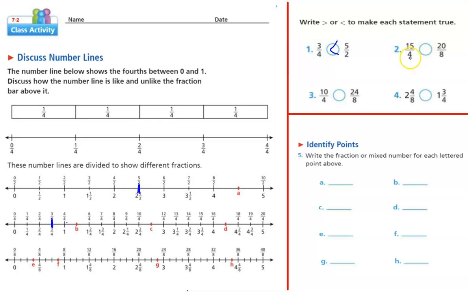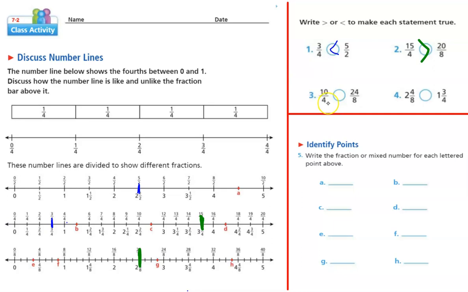Let's look now at number 2. It's got 15/4. So again, I'm going to come along here. 1, 2, 3, 4, 5, 6, 7, 8, 9, 10, 11, 12, 13, 14. Here's my 15/4. So I'm going to put a green line there. And then it's my 28/8. So now I need to come down to this line. 0, 4, 8, 12, 16, and there's 28/8.